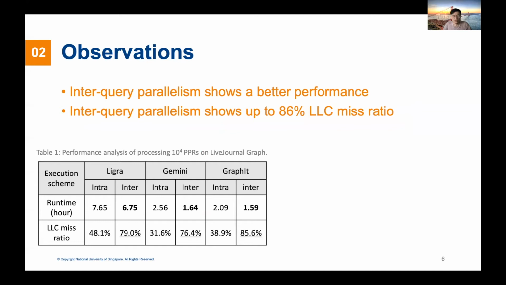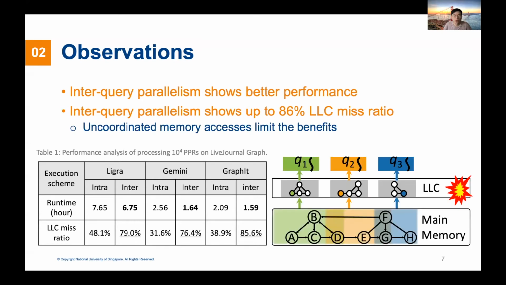However, we also observe that there is a drawback of inter-query parallelism. Although it performs better on handling FPP queries, there is a huge rise of the cache miss ratio. The last level cache miss ratio has risen from 30% in intra-query parallelism to more than 80% in inter-query parallelism. The reason is that as many threads are processing different parts of the graph, they are filling the cache in an uncoordinated manner, which causes high cache thrashing. These uncoordinated memory accesses limit the benefits of inter-query parallelism.